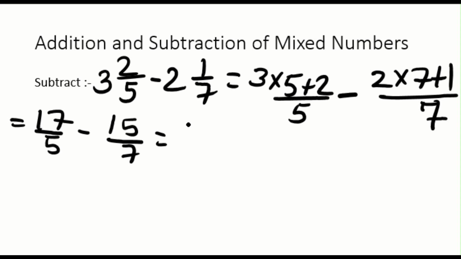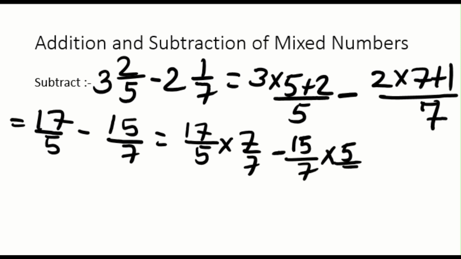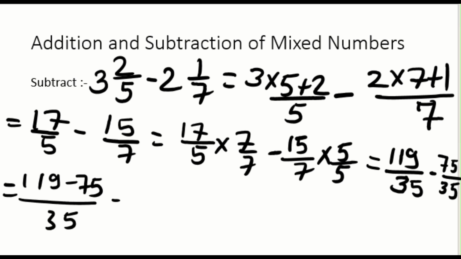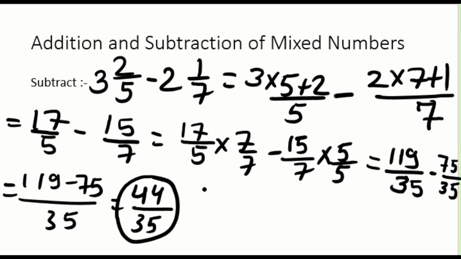Then we have to make these fractions like fractions. So 17 upon 5 into 7 upon 7 minus 15 upon 7 into 5 upon 5, which is then equal to 119 upon 35 minus 75 upon 35. Okay, which is then equal to 119 minus 75 upon 35, which is equal to 44 upon 35. If I convert this improper fraction into a mixed number, we're going to get 1 9 upon 35, the same which we have shown you in the first method.